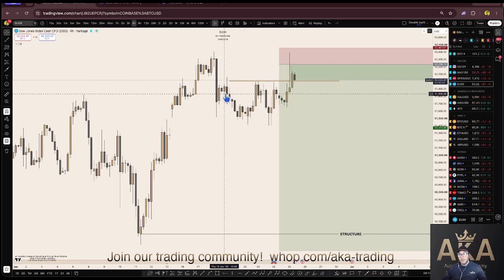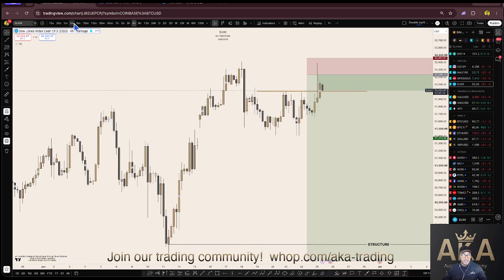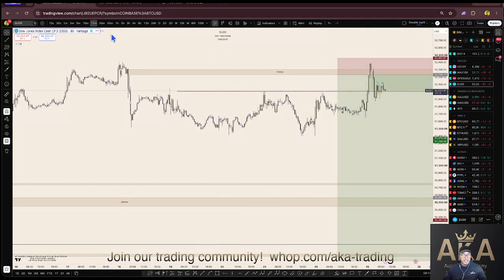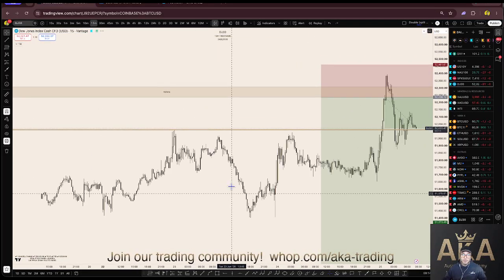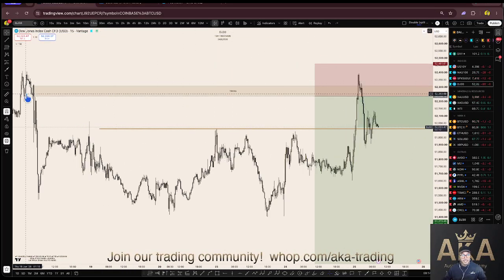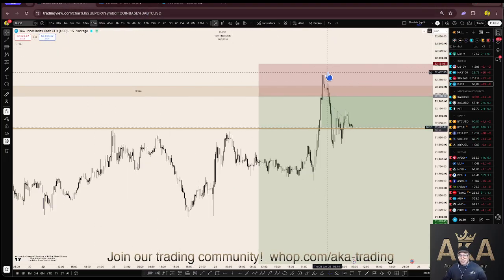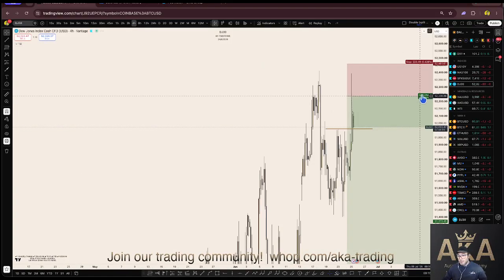What we're seeing now is the play, and I'd love to know if anyone took it with the 15 minutes up here, because this would have been a beautiful short right here. We talked about this level. I had the candle highlighted. We talked about it on Wednesday. I think it's also in the daily bias. So Dow Jones is now possibly going to correct as well.